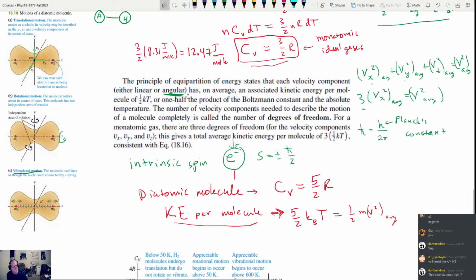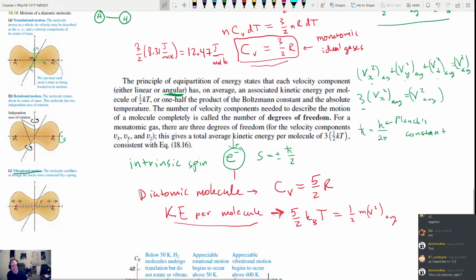It says that each velocity component, whether it's linear or angular, has on average an associated kinetic energy per molecule of 1/2 kT. So if you have a monatomic molecule that has no rotation and it's just moving, it has 1, 2, 3 degrees of freedom. Does that make sense? But if we allow it to rotate as well, this would be a diatomic molecule. The monatomic molecule would just be a ball, a point-like particle moving through space, and we don't worry about any of its rotations.